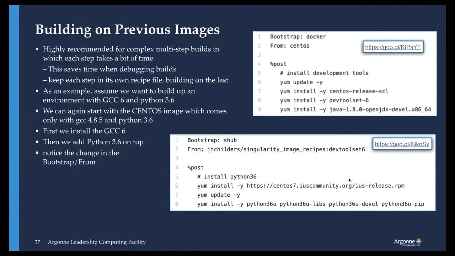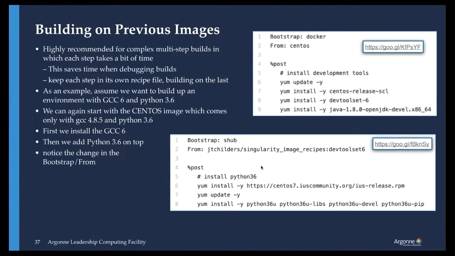So here, again, I have links to these recipes in my GitHub. What you see is my first image recipe up here on the top right, where I'm simply doing some yum installs. I'm installing DevToolset 6 because I want to have GCC 6, and CentOS defaults to GCC 4.8.5. And so I'm going to create an image that just has this DevToolset 6 so that I can have updated GCCs. So that's one recipe and will be one image on my Singularity Hub.